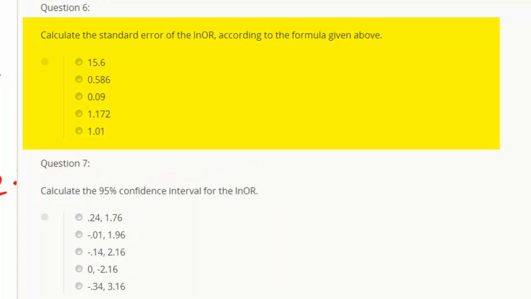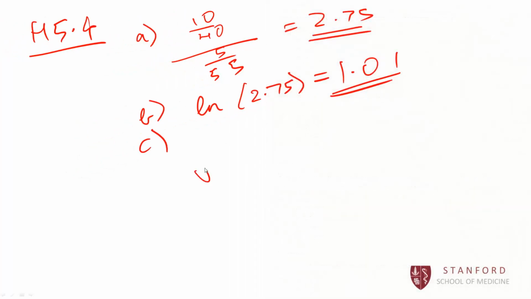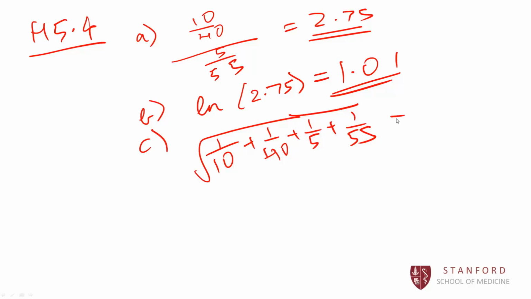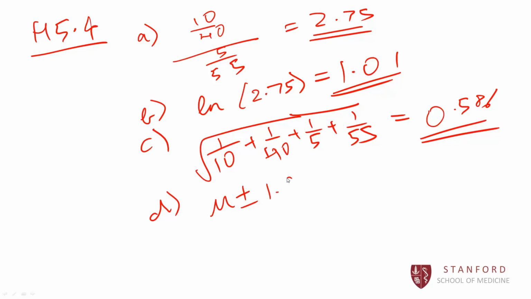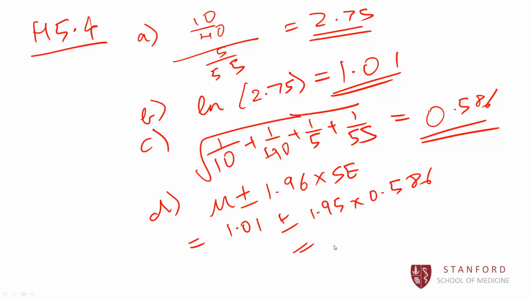We know that the formula for the standard error of the log of the odds ratio is given by the square root of 1 by 10 plus 1 by 40 plus 1 by 5 plus 1 by 55. This turns out to be 0.586. The 95% confidence interval is now given by mu plus or minus 1.96 times the standard error. In this case, it's 1.01 plus minus 1.96 times 0.586, which is a log odds ratio of minus 0.14 to 2.16.